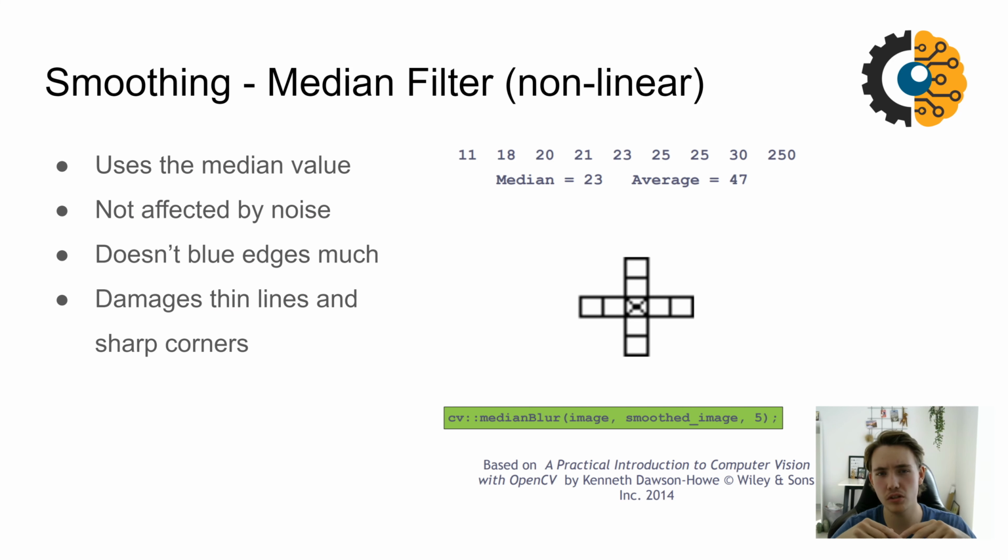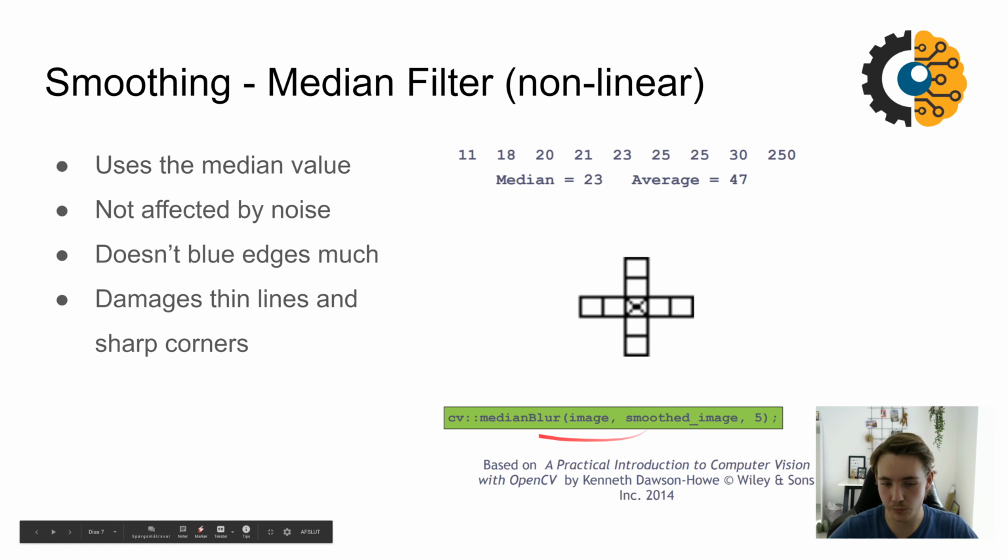And if we want to do some edge detection or some object detection or something like that, then we don't really want the edges to blur out. The median filter also damages thin lines and sharp corners. So let's say we have some house with thin lines or sharp corners in some arbitrary way, then it will damage those lines and they won't really be clear.